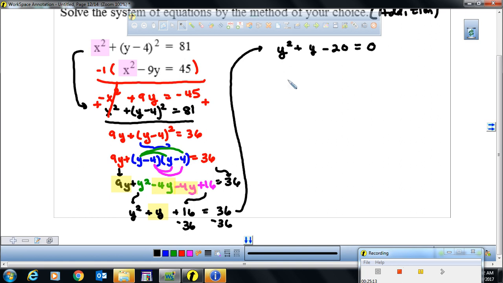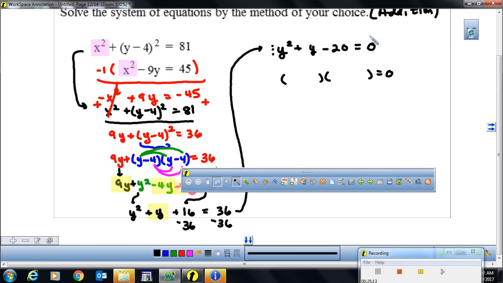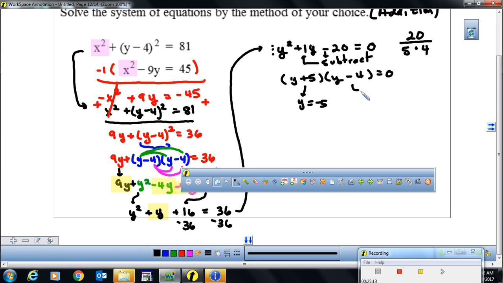Then we're going to factor. This one is a trinomial, so we can factor using the AC method. So 1 times 20 is 20. We need to find two numbers that multiply to 20, and when subtracted, give me a 1, which is 5 and 4. It has to be a positive 5 and a negative 4, because it's a positive 1. Then y is equal to negative 5 right here, y is equal to positive 4 right here.